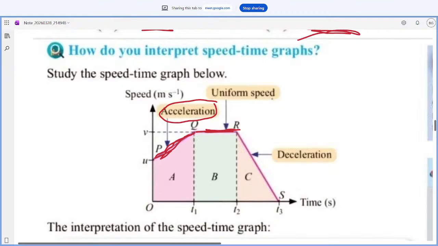Usually we use speed because we're talking about a speed-time graph. So no need to really use the word velocity, guys. Tak perlu guna halaju. Just use speed, it is enough. Don't confuse, because that one is physics already.